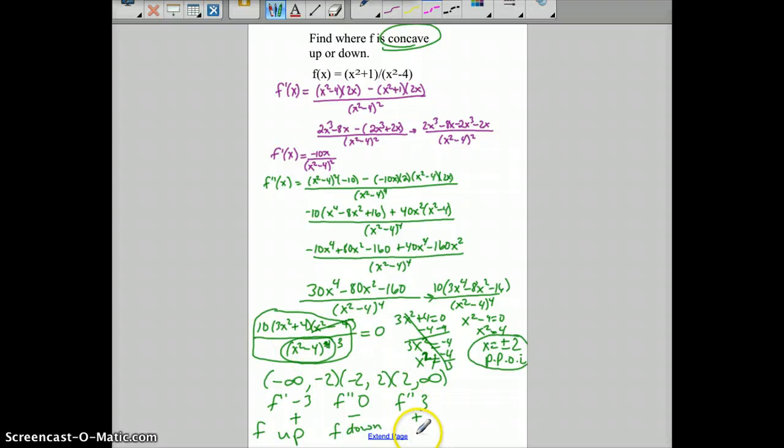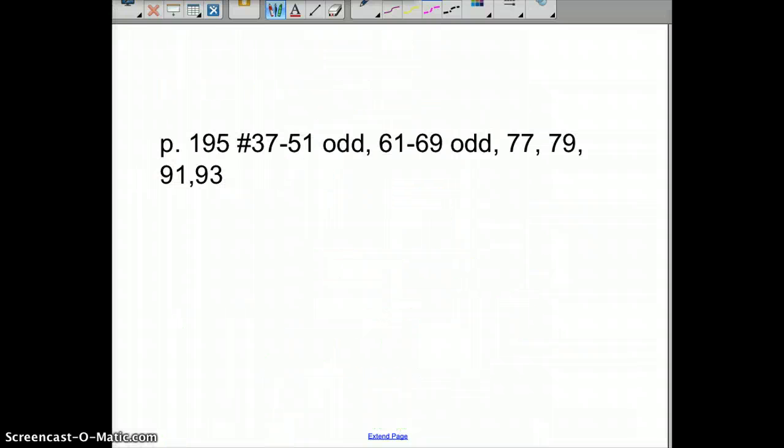So if my second derivative is positive, then my function is concave up. So does the concavity change at negative 2 and 2? Yes, it does. What intervals am I concave up? It's concave up from negative infinity to negative 2 and 2 to infinity, and it's concave down from negative 2 to 2. There's your homework.